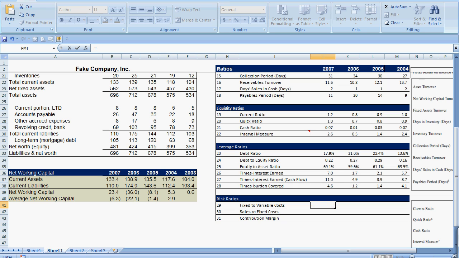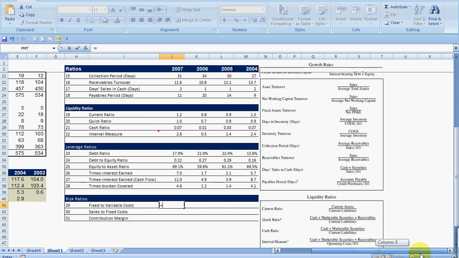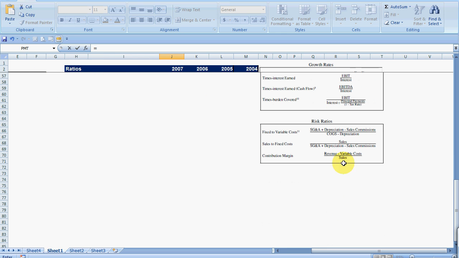Okay, let's look. Here's what I was saying earlier about that. If you look at the ratios down at the bottom, the depreciation is probably going to trip you up a little bit, because it's saying take your SG&A and add back your depreciation and minus your sales commissions, right? You can divide that by cost of goods sold minus your depreciation. So in our circumstance, that's not a big deal. Why is it not a big deal?